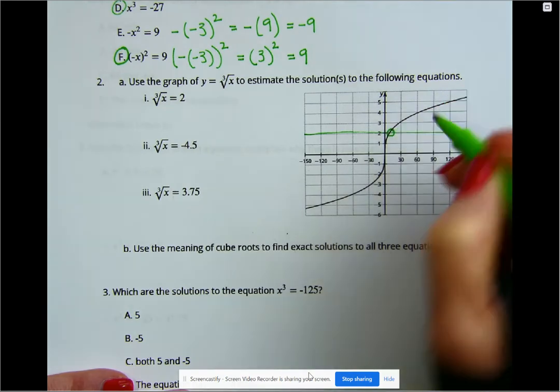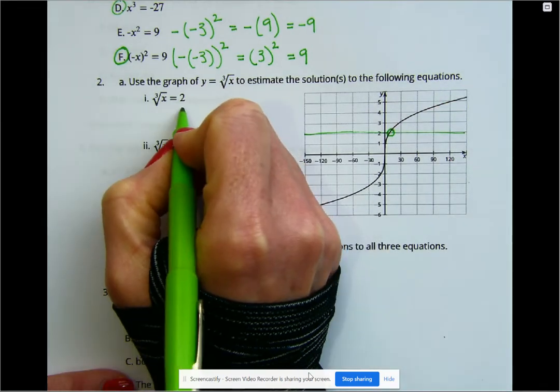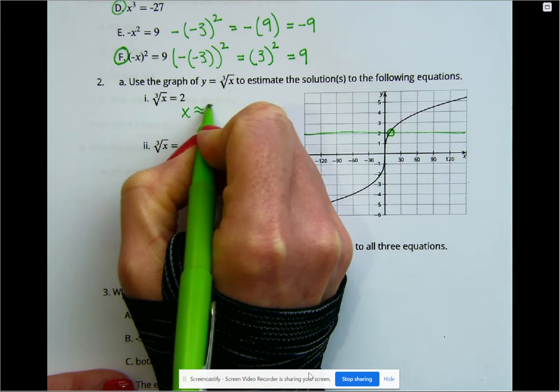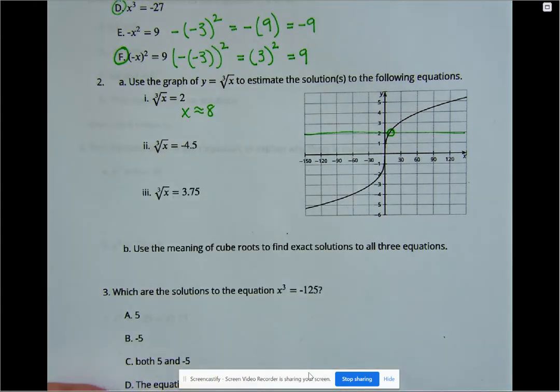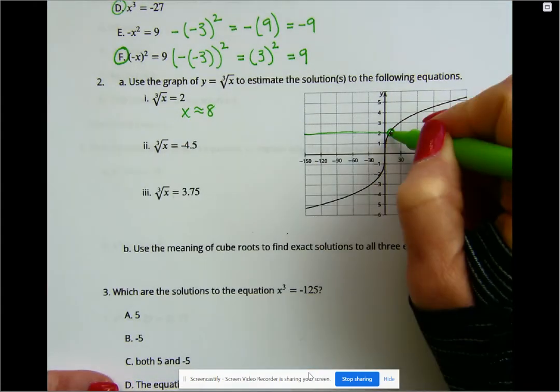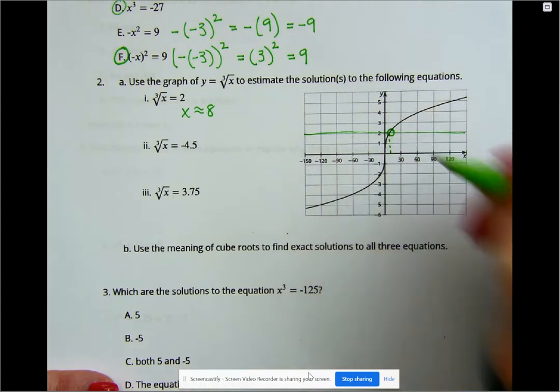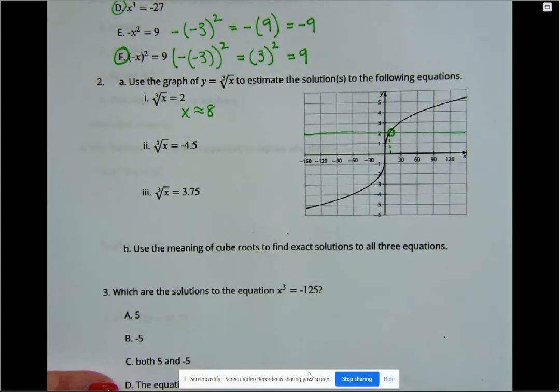I mean, it's kind of close to 10. I'm going to write x is about 8, if I follow this down to the axis. I mean, it's counting by 30, so it's really hard to judge too well.